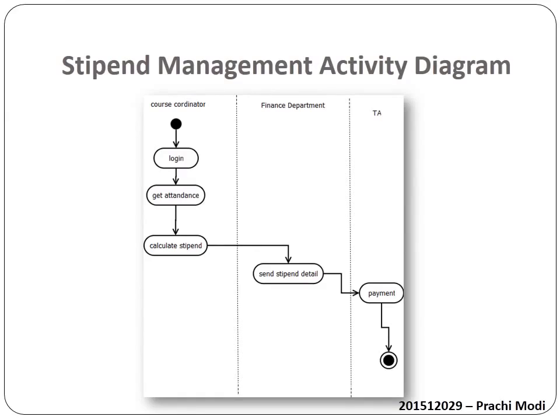This is the stipend management activity diagram. It begins with the course coordinator logging into the system. The next activity is to get attendance. Based on that, the stipend would be calculated and forwarded to the finance department. The finance department will pay the TA.